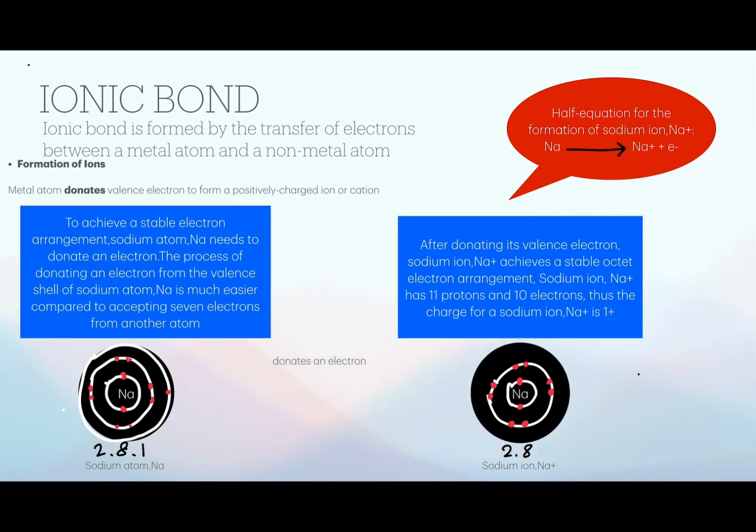After donating its valence electron, sodium ion achieves a stable octet electron arrangement. Sodium ion has 11 protons and 10 electrons. Thus, the charge for sodium ion is positive 1.